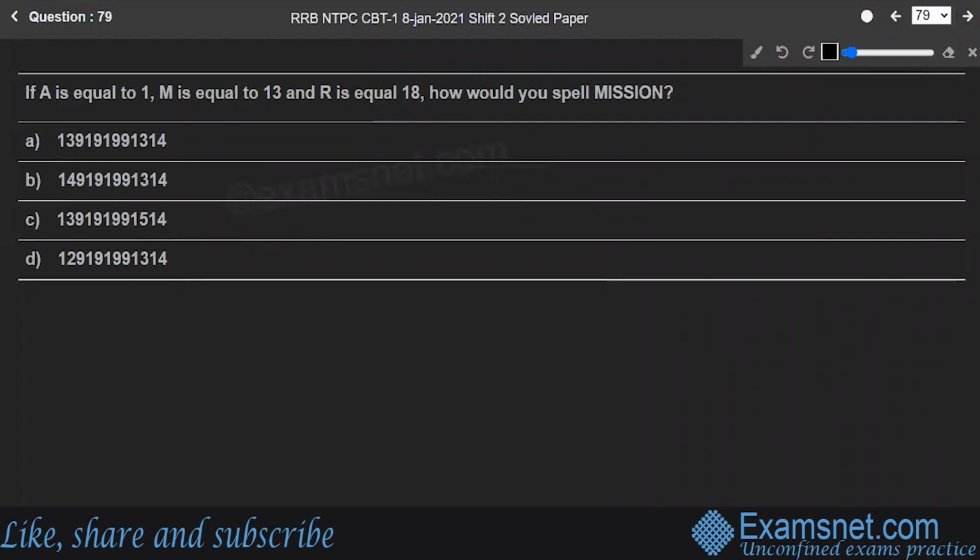It says if A is equal to 1, M is equal to 13, R is 18, then how would you spell mission? Okay, so to answer this question, it is said that A is equal to 1, which is exactly the position of A in the alphabetical place value table. M is 13, the position of M in that table, and R is the position of R in that table. So that means we have to find out the positioning only, right? Let's write down mission.